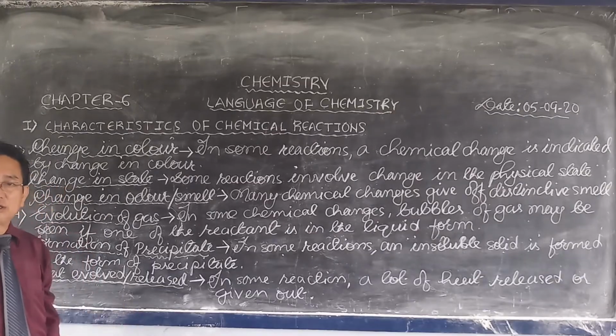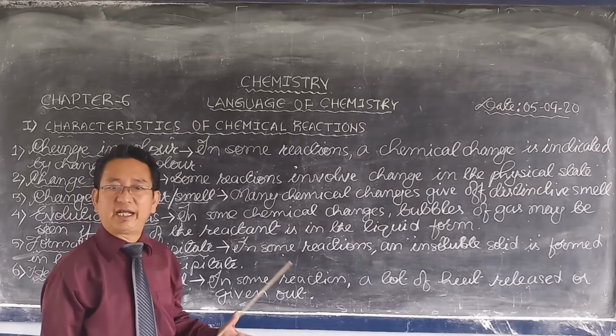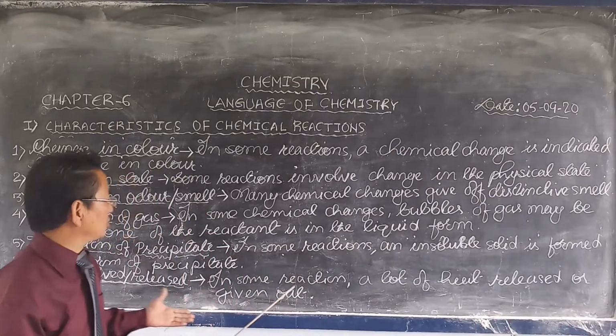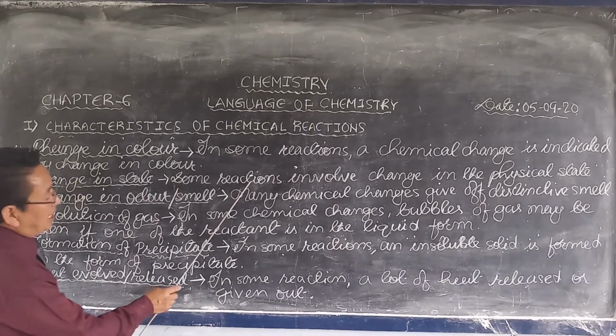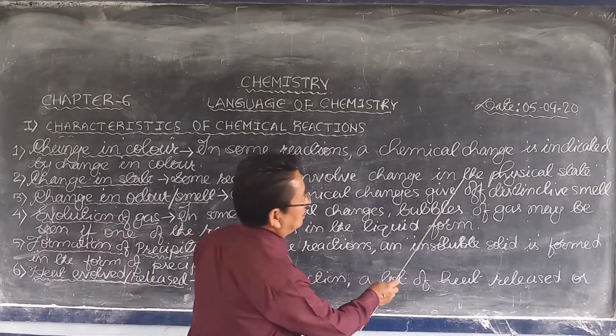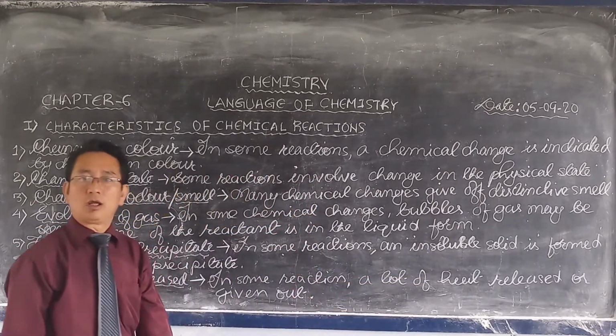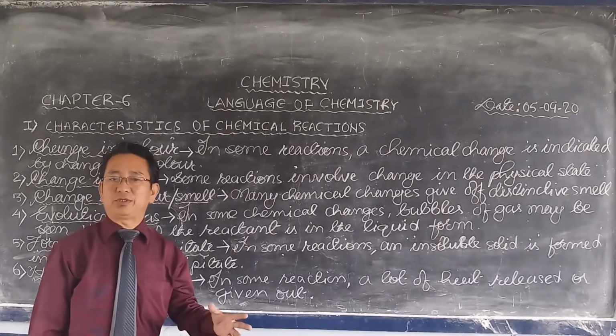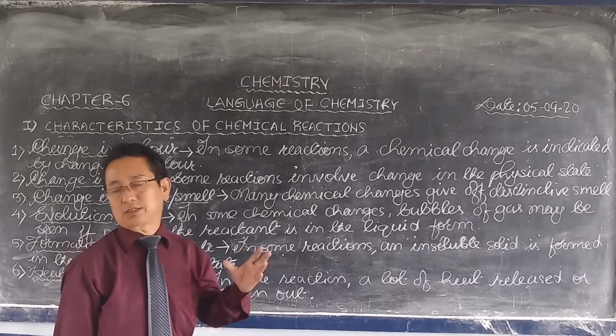Now next, number 2, change in state. In some reactions, a chemical change is indicated by change in physical state. As you can see here, some reactions involve a change in physical state. You know, solid, liquid and gas. These are the 3 physical states of matter.